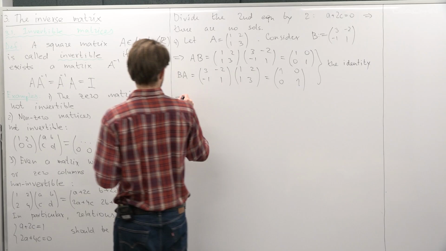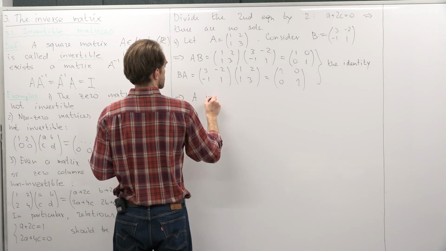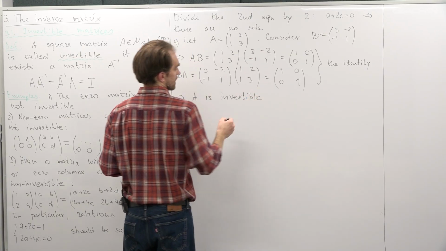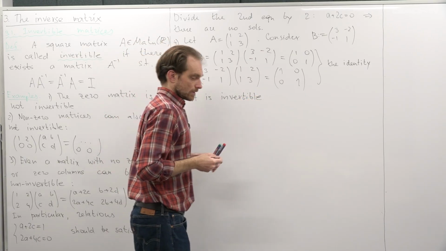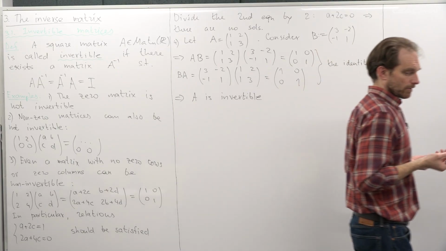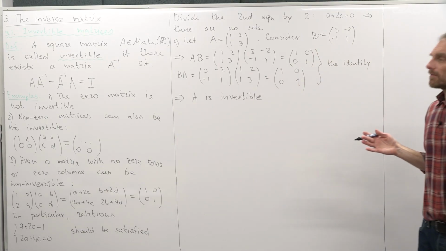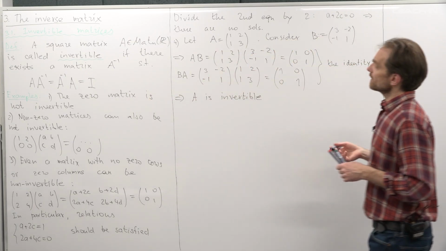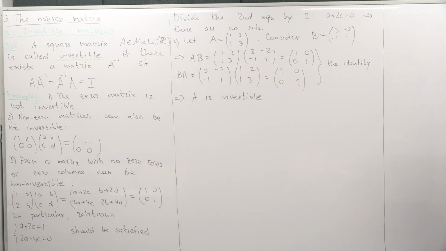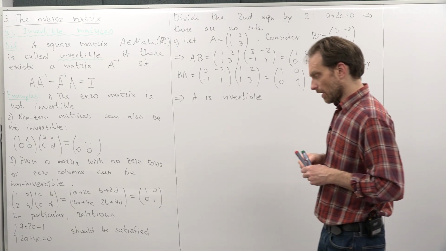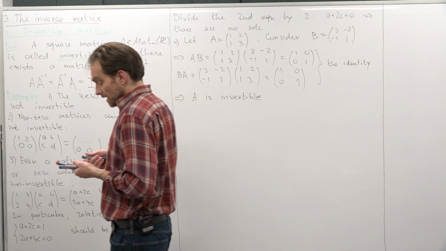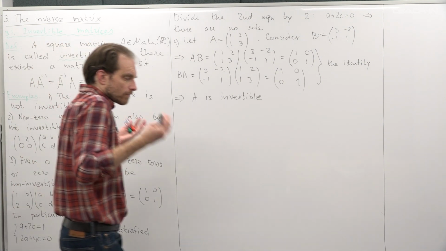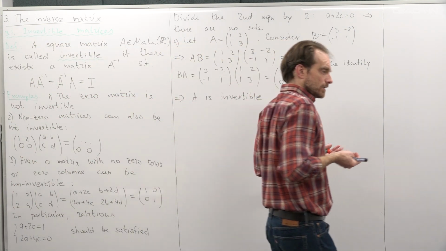And therefore, A is invertible. So at least some matrices are invertible. That's, of course, trivial because the identity is also invertible. But here we have at least one non-trivial example of invertible matrices. So the question, which matrices are invertible, is not trivial.